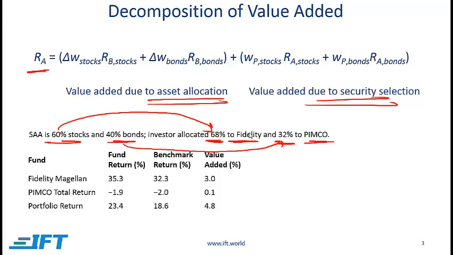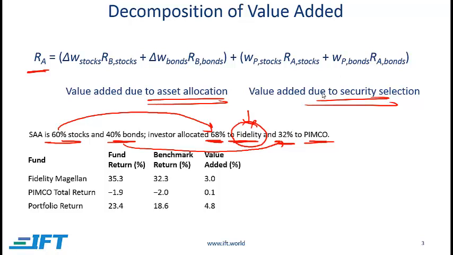The other decision is which particular set of stocks to invest in, and that decision is made by investing in one particular active fund. So this Fidelity fund is actually investing in particular stocks. It's not investing in the benchmark.